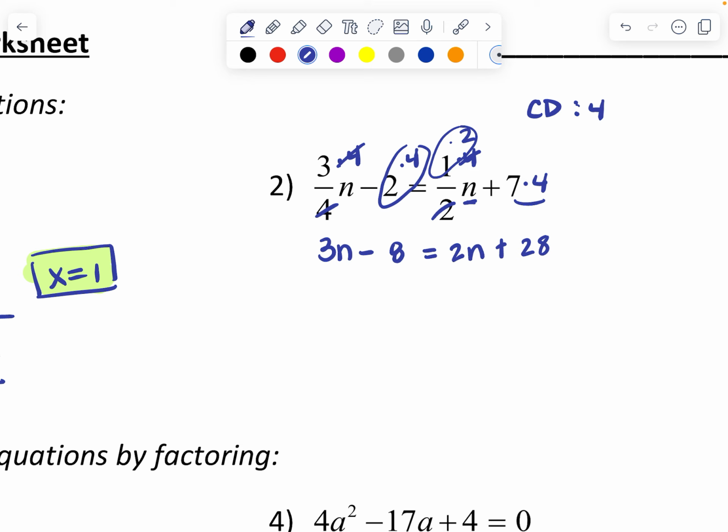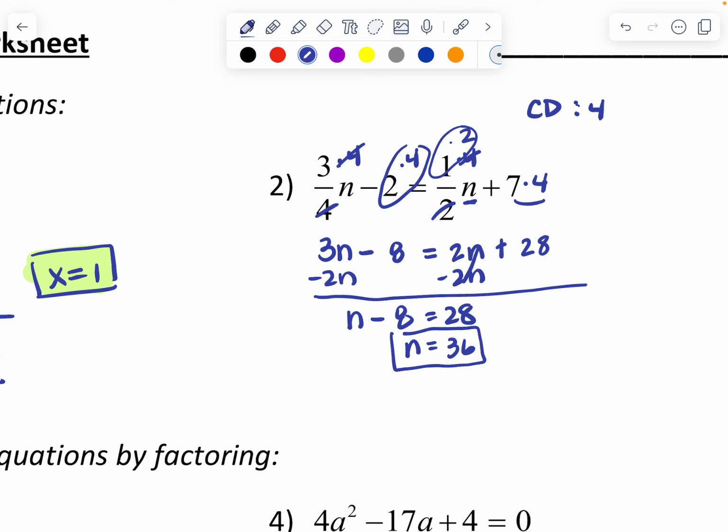Now, if I add 8 to both sides, actually, let's move the 2n over first. Subtract 2n from both sides. That's going to give you 1n minus 8 equals 28. And then if I add 8 to both sides, I'm going to get that n equals 36. All right? Okay, so that takes care of number 1 on your quiz tomorrow.